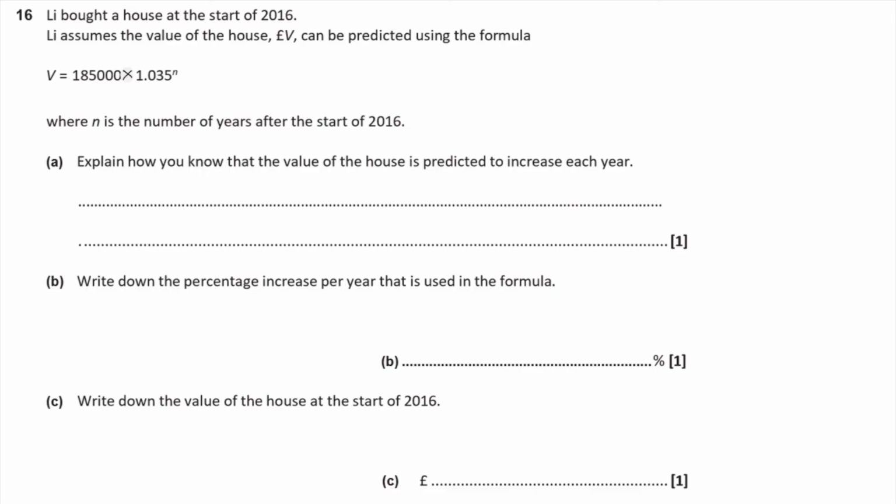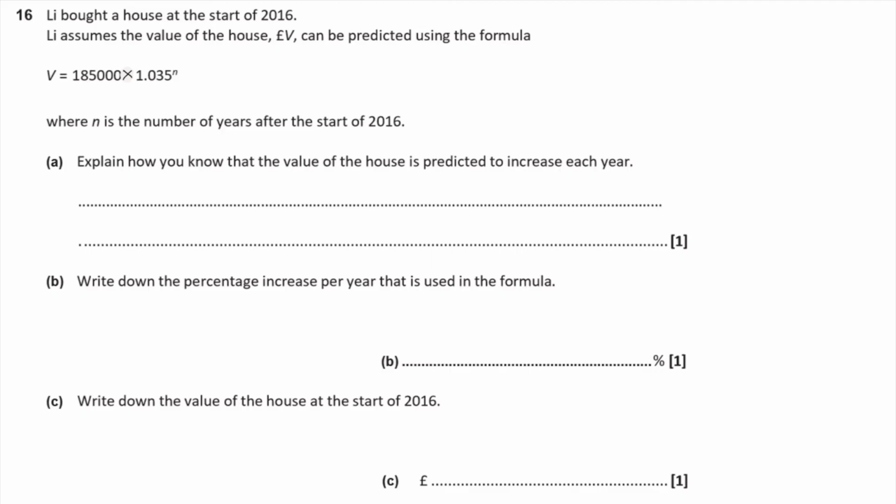Question 16. Lee bought a house at the start of 2016. Lee assumes that the value of the house, V, can be predicted using the formula V equals 185,000 times 1.035 to the power of n, where n is the number of years after the start of 2016. Part A says, explain how you know that the value of the house is predicted to increase each year.